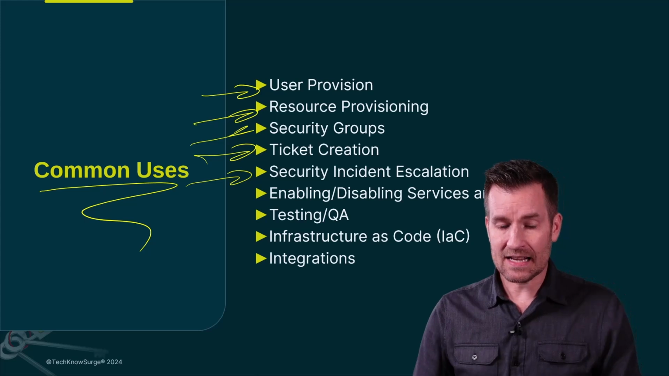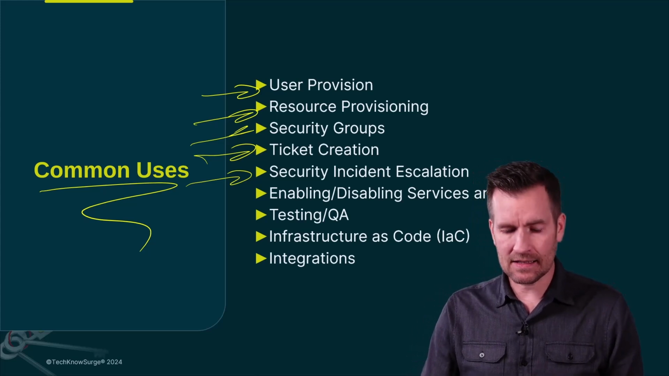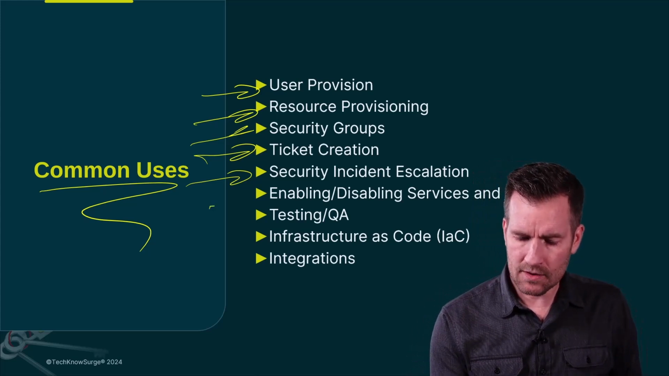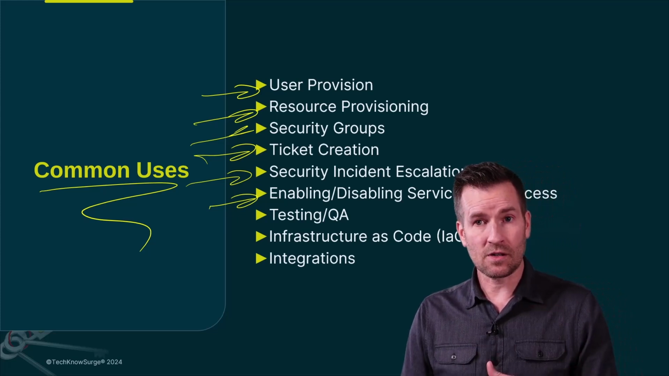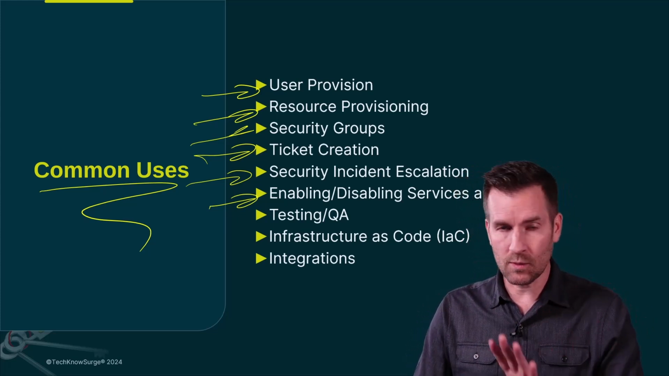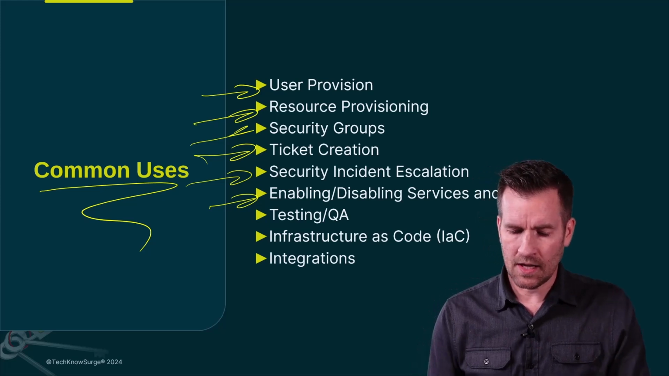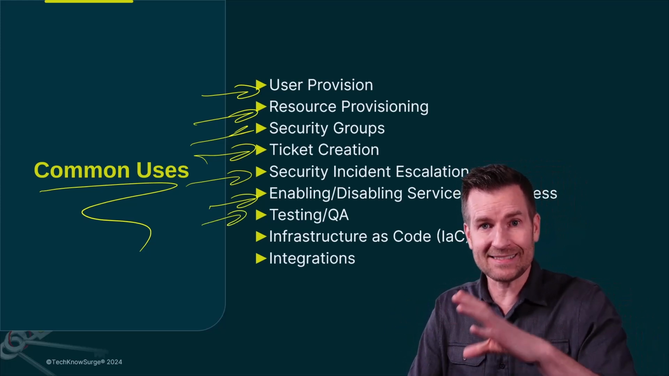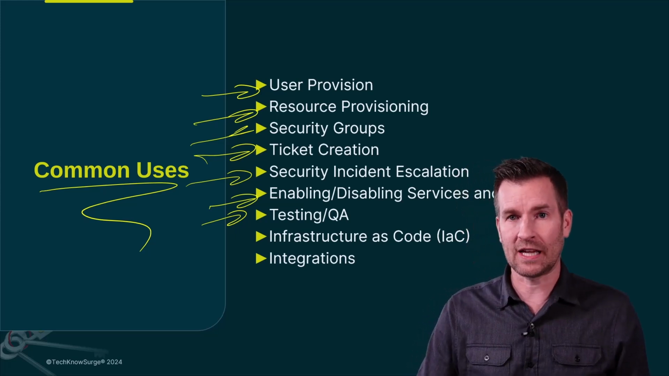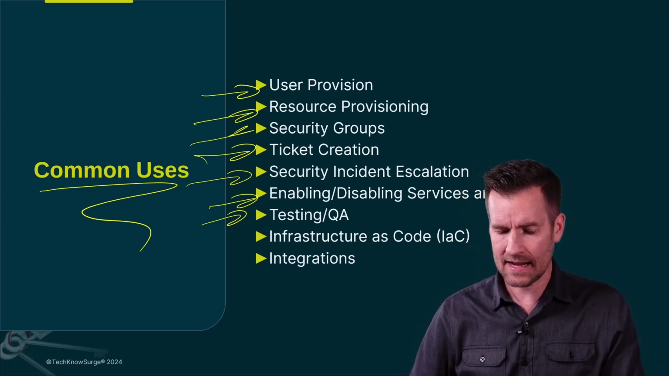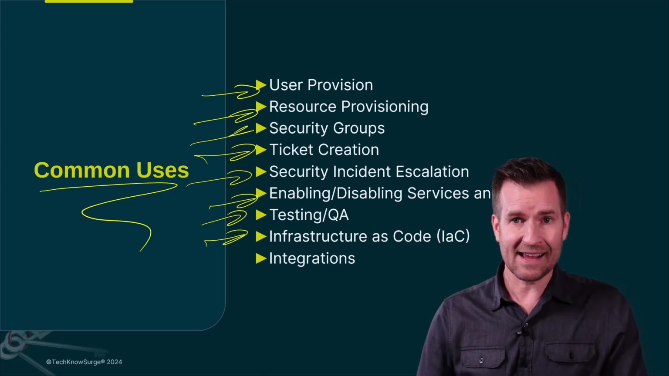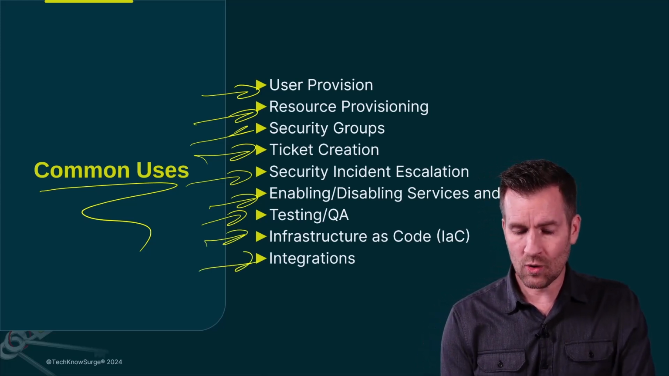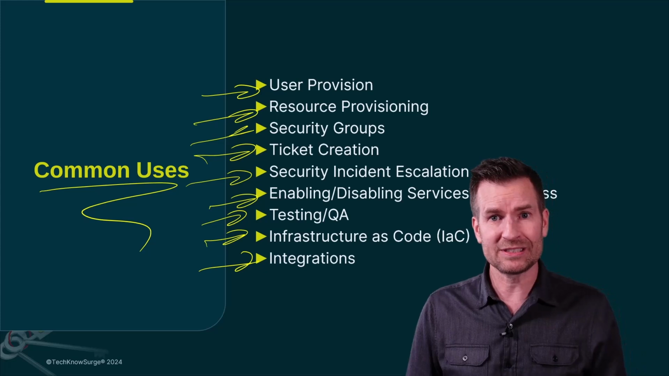Maybe we're using it as part of security incident escalation. Maybe we're enabling services and disabling services and access to different resources on servers. Maybe we have it so when it rolls out, it also does some testing or QA of it as it rolls out, or maybe that's what the automation is designed to do. Maybe we're using it as infrastructure as code, or doing integration between multiple systems.